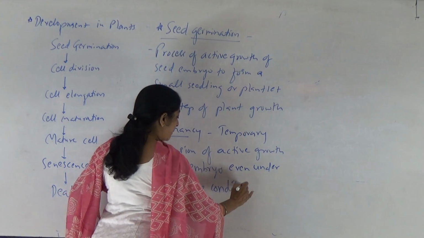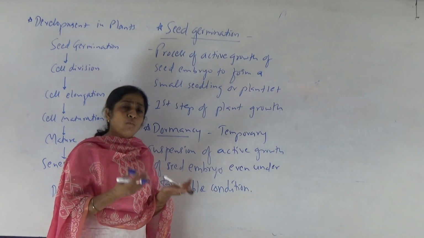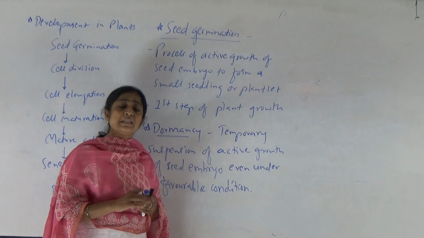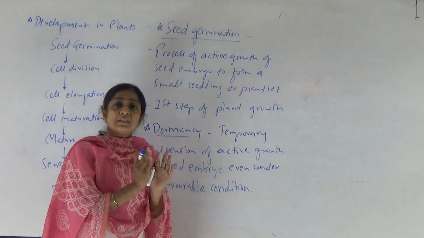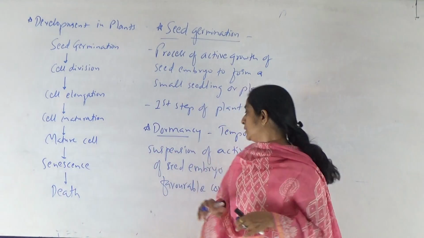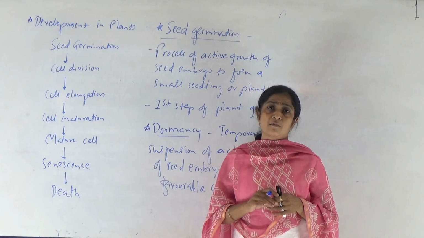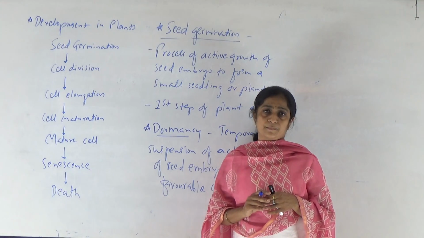Dormancy म्हणजे ना मराठीमध्ये आपण सुप्तावस्था म्हणतो. That is, even if you can provide favorable conditions to the seed, the seed is unable to germinate. Its growth is temporarily suspended. This phase is known as dormancy. So many seeds show dormancy for variable time periods.